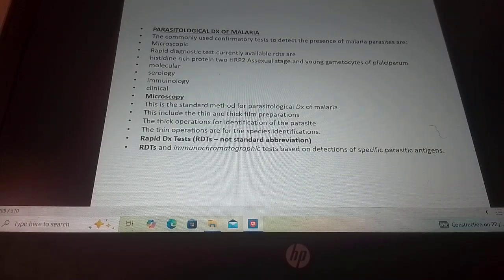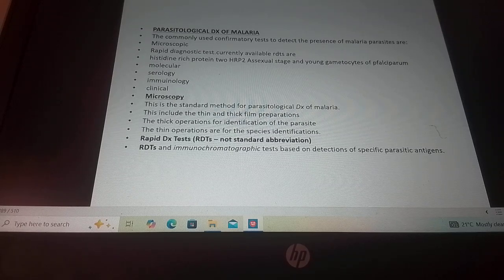So let's now see how you will be able to diagnose this malaria, the parasitological diagnosis of malaria. So we are saying that the commonly used confirmatory tests to detect the presence of malaria parasites are: one, the microscopic, then the rapid diagnostic tests currently available, RDTs, and we have the histidine-rich protein 2, that is the HRP2. Then you have the asexual stage and young gametocytes of P. falciparum. So the molecular one, the serology, the immunology, and the clinical. So that clinical is the clinical suspicion.